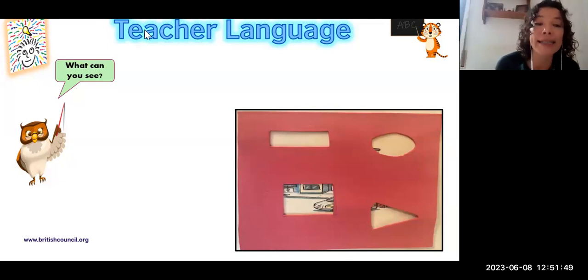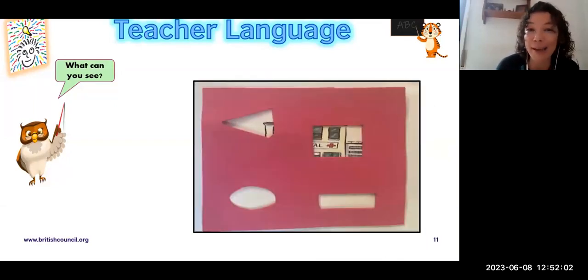Shapes, lovely. A car, excellent. And shapes, yes, great. A car, anything else? Ooh, a puzzle. A street, fantastic. A car in a street, excellent, good job. An avenue. Okay, what about now? What can you see?